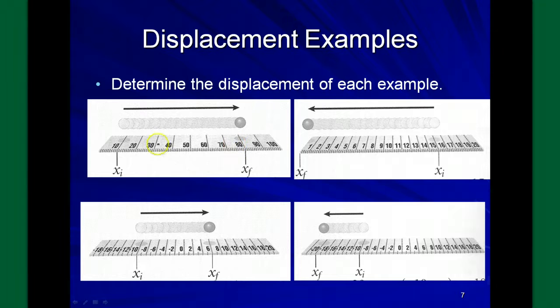Final position, initial position. This one, 80 minus 10. So it would be moving 70 centimeters. That would be the distance. And the displacement is simply adding in the direction, 70 centimeters to the right.